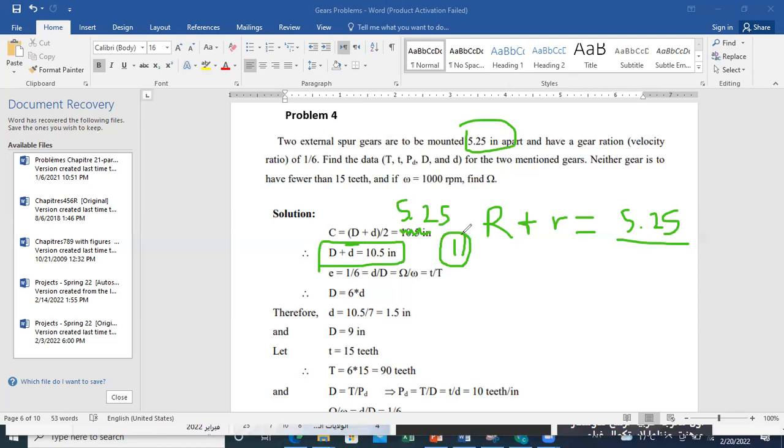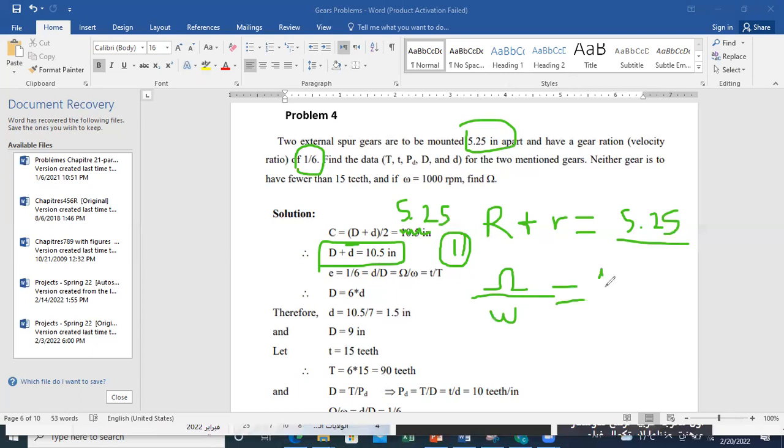Now we'll move to other relations from the given. They told us that the gear ratio or velocity ratio is equal to 1/6. Since this ratio is given, it will give us several pieces of information, because big omega, this symbol, is the angular velocity of the gear, over small omega, the angular velocity of the pinion. This is equal to 1/6.